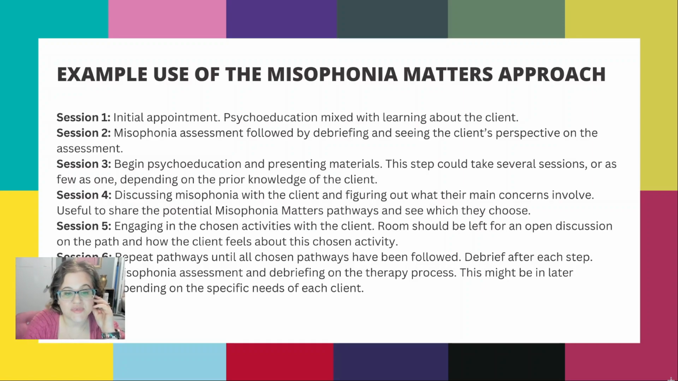Session 2 is the misophonia assessment, followed by debriefing and seeing the client's perspective on the assessment. Session 3 is more psychoeducation and presenting materials. This step could take several sessions or as few as one, depending on the prior knowledge. Session 4 is discussing misophonia with the client and figuring out what their main concerns involve. It's useful to share the potential Misophonia Matters pathways and see which they choose.